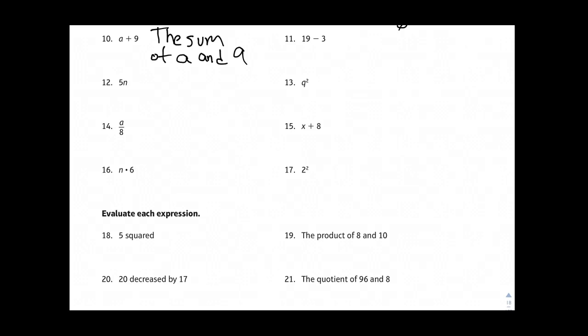19 minus 3. We are not going to write 19 minus 3. We're going to write 19 decreased by 3. We're going to write the difference of 19 and 3. Okay, we want to start using those really academic vocab words. Okay, so like the decreased, the difference. Here I get multiplication, but I don't want to use the word multiplication. I want to use the fancy word, which would be product. So I'm going to say like the product of 5 and n.